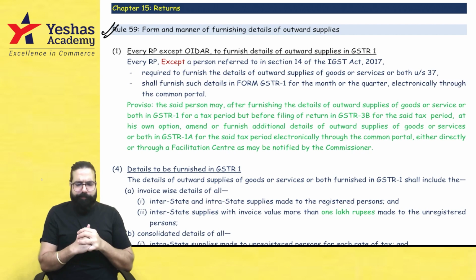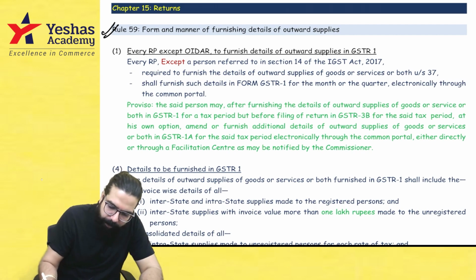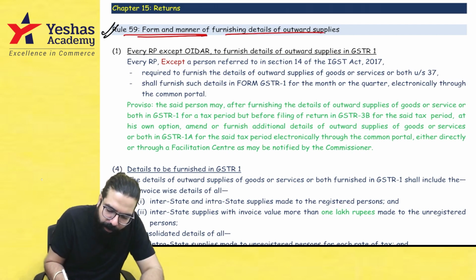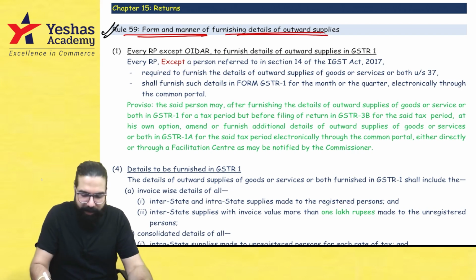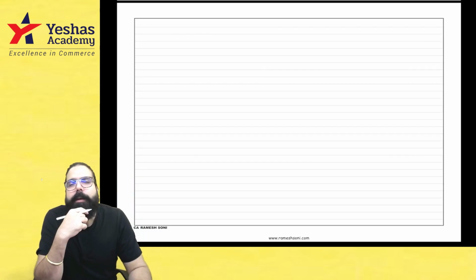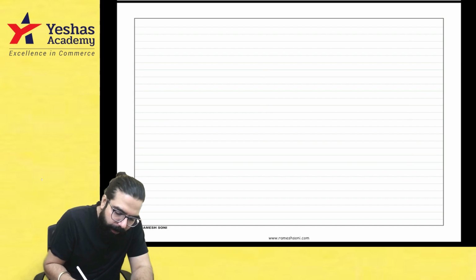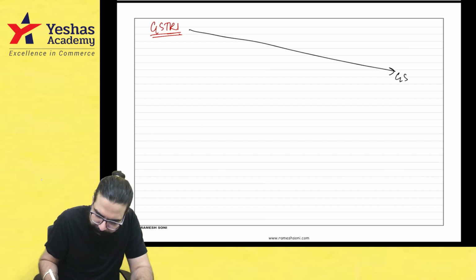Now listen. Form and manner of furnishing outward supply. Nothing. Leave this. Listen. You know what happened? I filed my GSTR1. It will go to the front person in his GSTR2B. So I am the supplier. I have a recipient, a buyer.